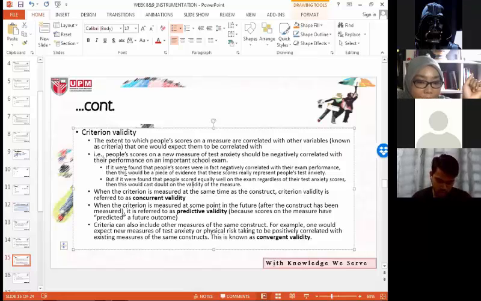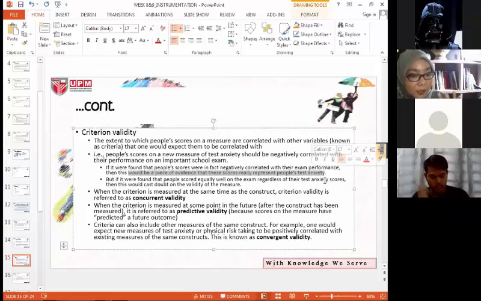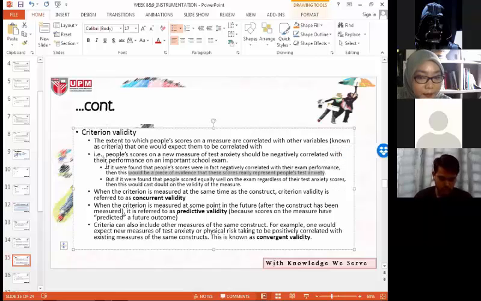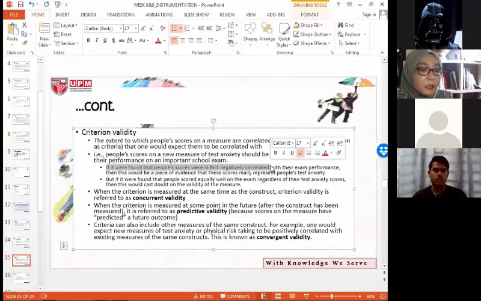Okay, and then if it were found that people's scores were in fact negatively correlated with their exam performance, then this would be a piece of evidence that these scores really represent people's test anxiety. Understand? So logically, anxiety can influence students' study performance negatively. If the result indicated that yes, there is a negative relationship between anxiety and performance, yes, it is proven, and that is an element that proves the criterion validity.